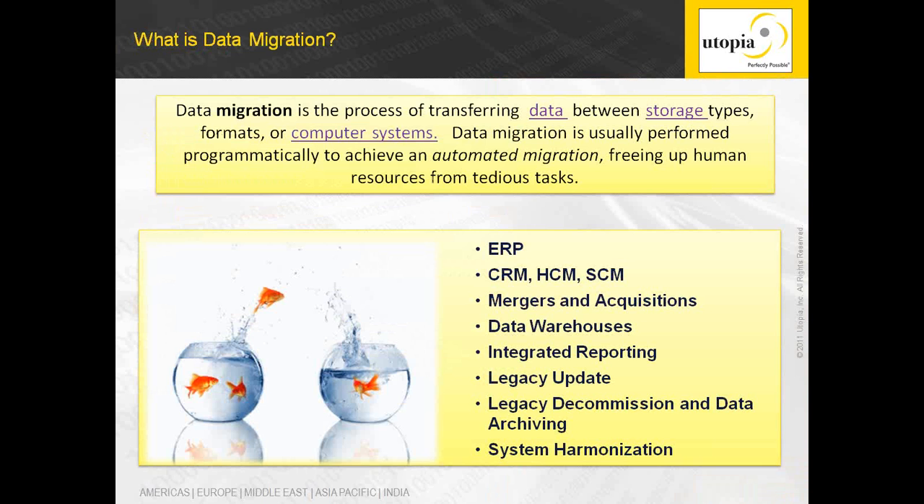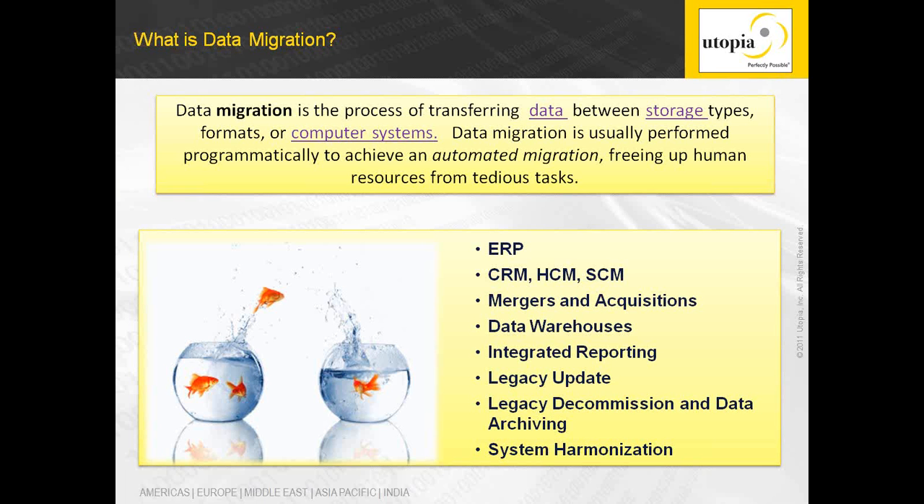So what is data migration? Data migration is the process of basically transferring data from one place to another. And that can be from different storage types or formats, and it can be from different computer systems and applications. In the old days, whether they're good old days or bad old days, as the case may be, that used to be done very, very manually. People basically used to use Excel spreadsheets and manually transfer flat files between applications.